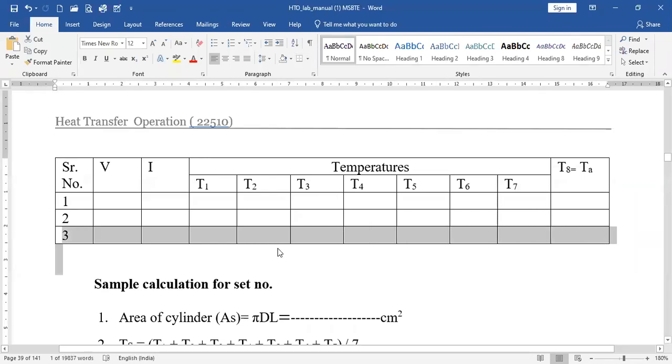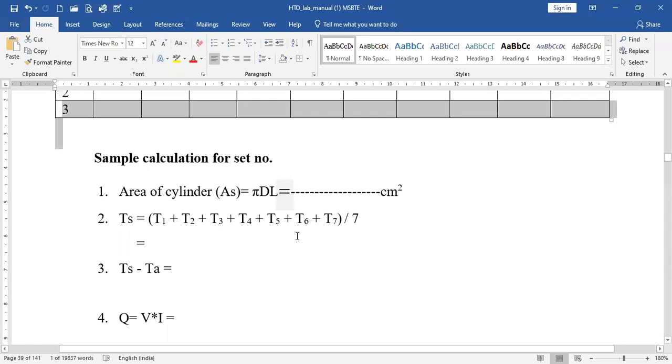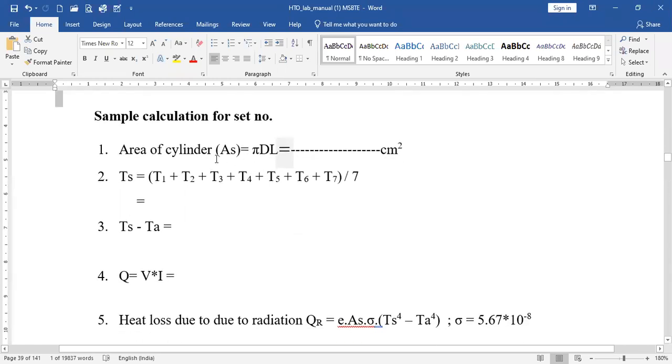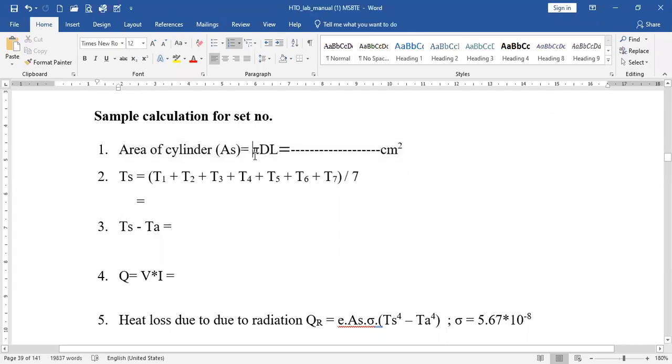Right. Then after measuring the voltage, current, and 8 temperatures, and after knowing the diameter and length, you can calculate the area of the cylinder. We are measuring the temperature of the surface only, which is why the formula for this area is pi d l, the surface area, right? Since we know the diameter and the length, you can calculate the area of this cylinder as pi d l, in terms of centimeter square, mm square, or meter square.